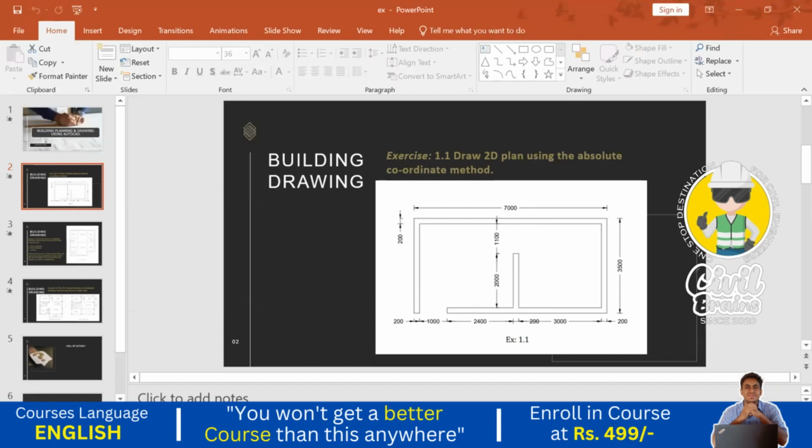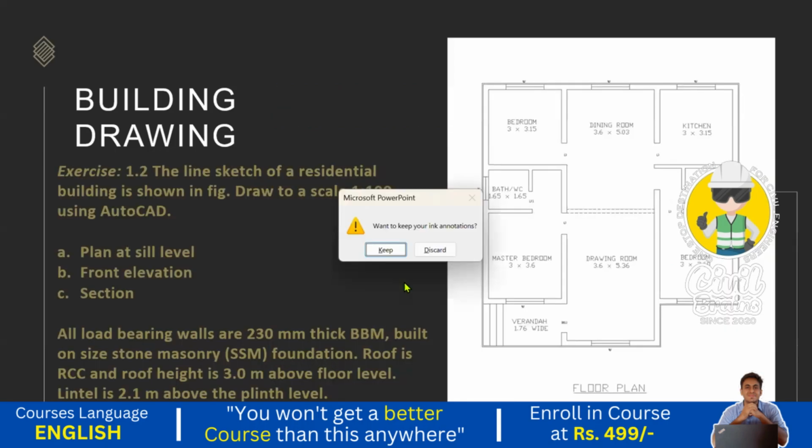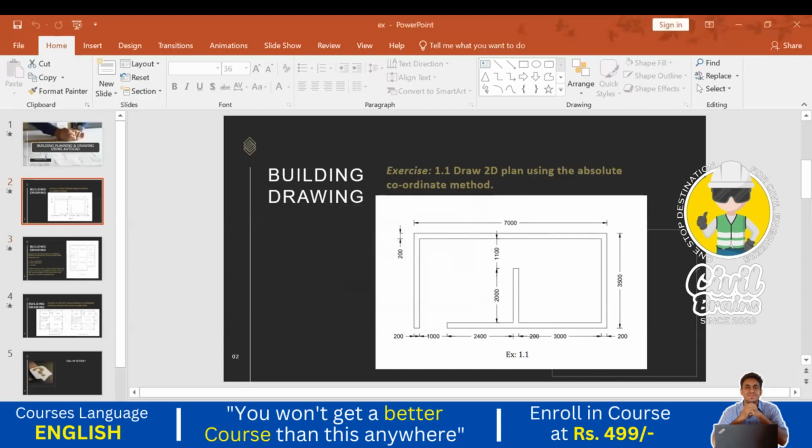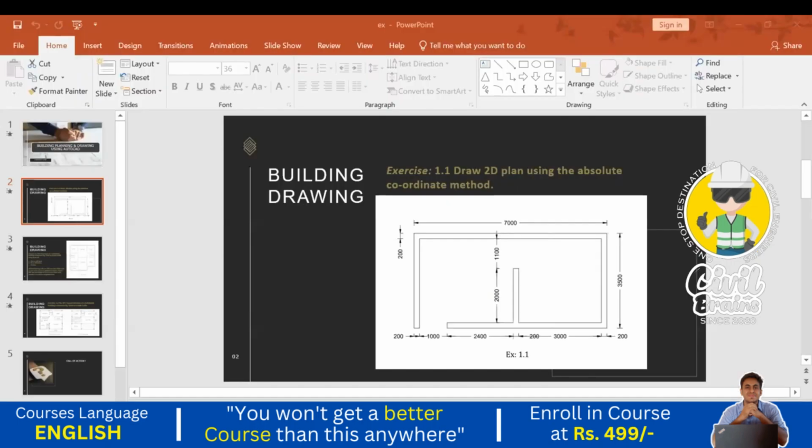This I am considering 200 by 200. Next, this is 200 by 3,500. Next, this corner 7,000 by 3,500, and this corner 7,000 by 200. Okay, I just start here.